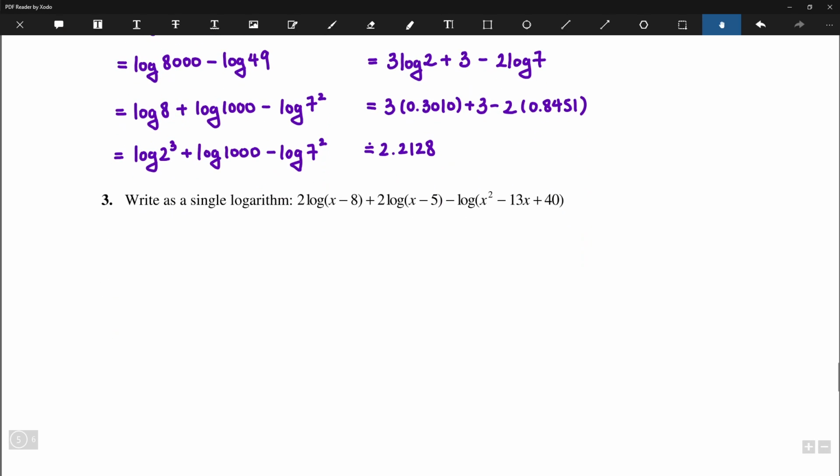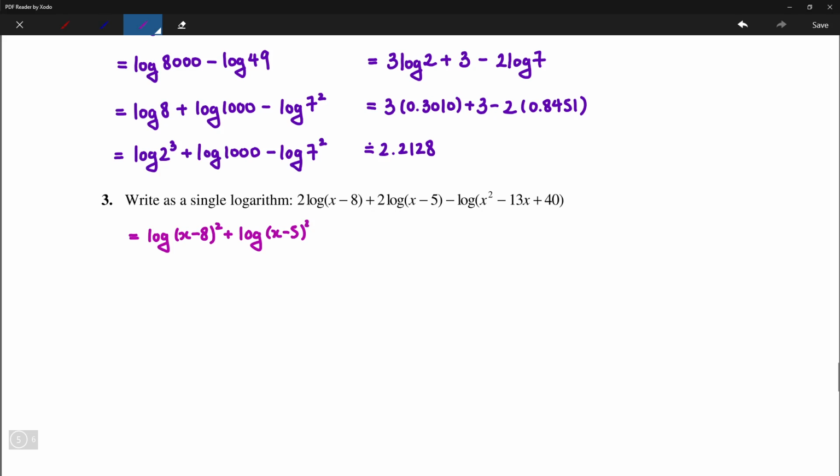Write as a single logarithm. Okay. So in this case, we can use the power rule first. Rewrite the first logarithm as log (x minus 8) squared, then plus log (x minus 5) squared. And then the last logarithm, we are actually going to factor the x squared minus 13x plus 40. So we'll get (x minus 8)(x minus 5).